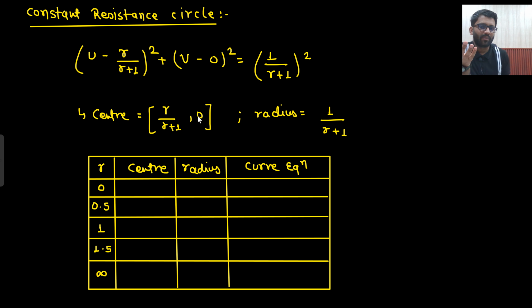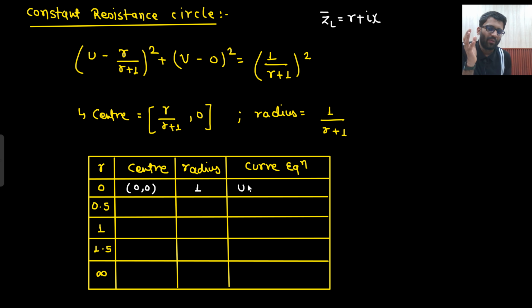So this was the equation. Center was at R upon R plus 1 comma 0 and radius was 1 upon R plus 1. This we have already seen, right? So now let's just say if value of R is 0, what is your R? R is coming from ZL dash, where ZL dash is your normalized load impedance. So if the resistive part of your normalized load impedance is 0, then what will be the equation of circle? Center will be at 0 comma 0 and radius will be 1.